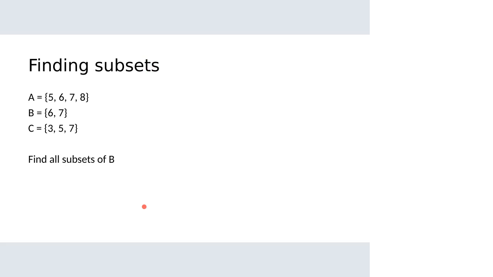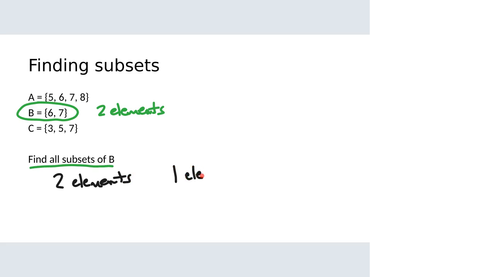Finding subsets. If we're given a set, can we find all the subsets of that set? Okay, well, there's our same sets we've been working with, A, B, and C. And our job here is to find all the subsets of B. You might be thinking, boy, that's going to be a lot. How am I going to get them all? You're right. And the way we're going to get them all is we're going to be organized.